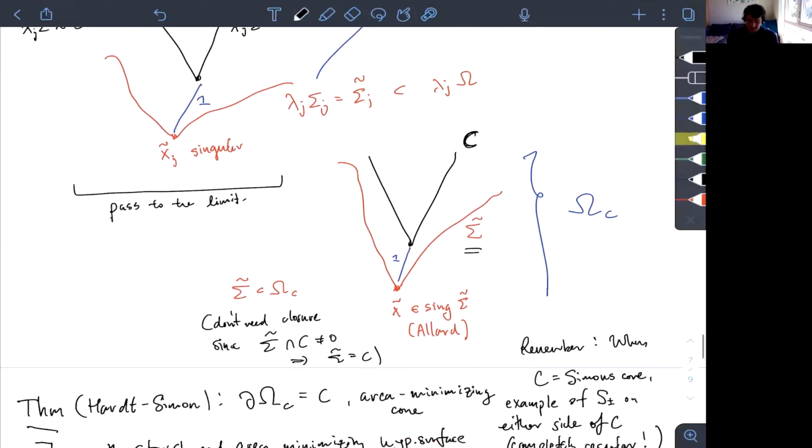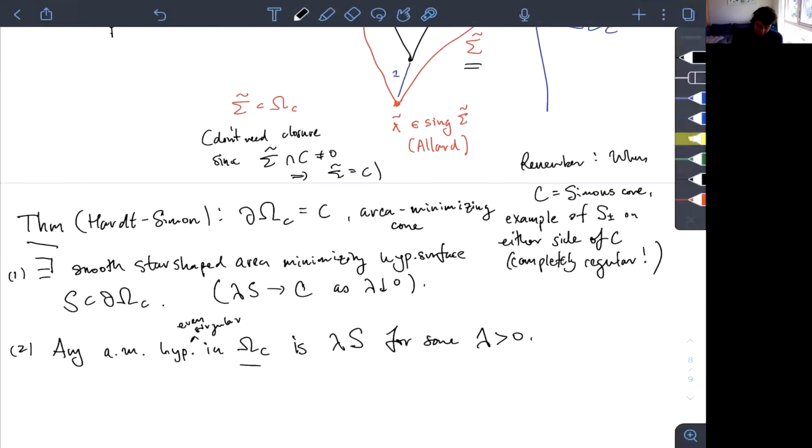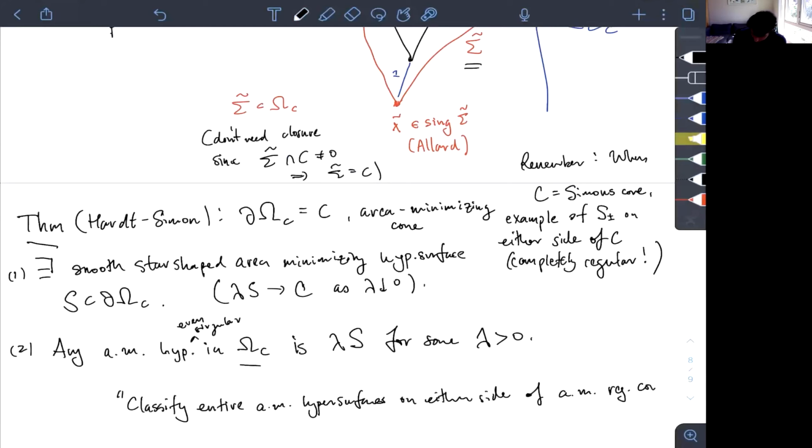Okay, so just a sentence: they classify entire area minimizing hypersurfaces on either side of an area minimizing regular cone. Okay, so that's exactly what Hardt and Simon do. And the key thing they get is that such surfaces are completely regular, even if you a priori were wondering if they would be singular.